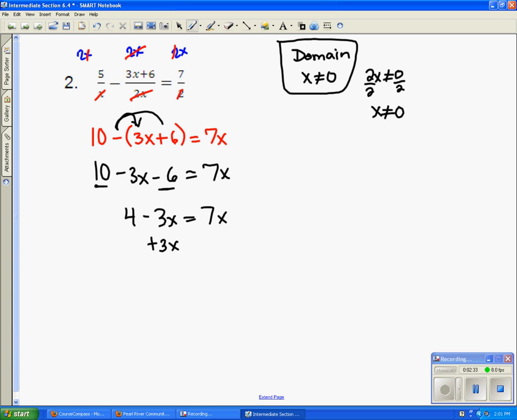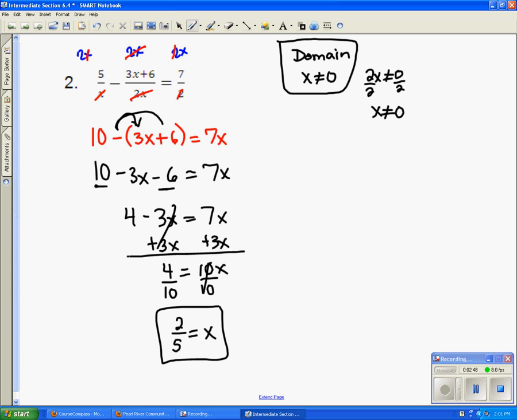Add 3x to both sides. So we have 4 is equal to 10x, divide both sides by 10, and we simplify that fraction to be 2/5. We check with our domain, and as long as it's not equal to 0, then this is our solution to our problem.